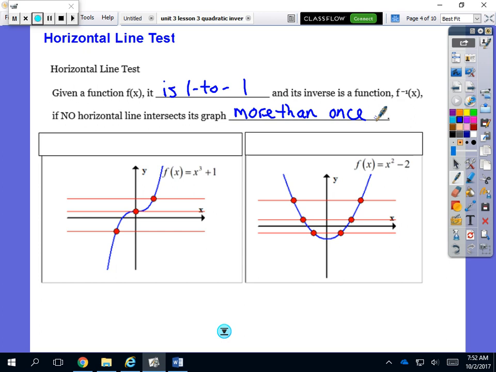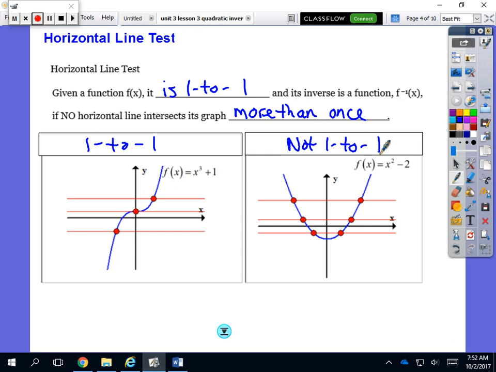So in the case of a cubic function, this cubic function, not all cubic functions, but this one, all these horizontal lines, none of them cross the graph more than once. So this is one-to-one. The quadratic, however, because this horizontal line crosses the graph twice, as does this, the only one that wouldn't would be way below there. But if any horizontal line crosses more than once, then it is not one-to-one, so it's not invertible.